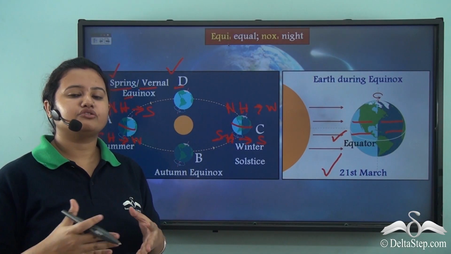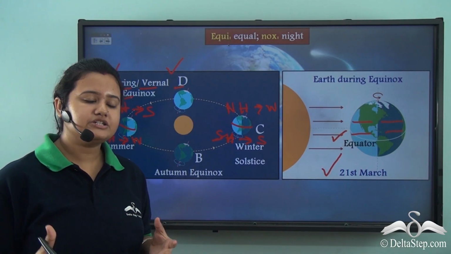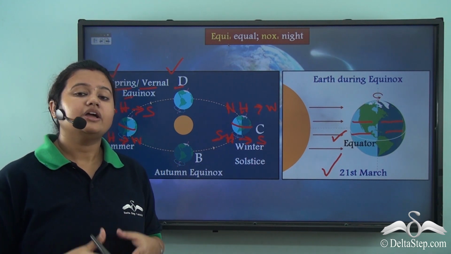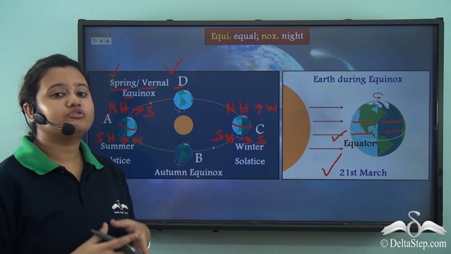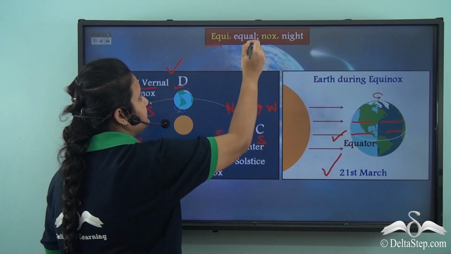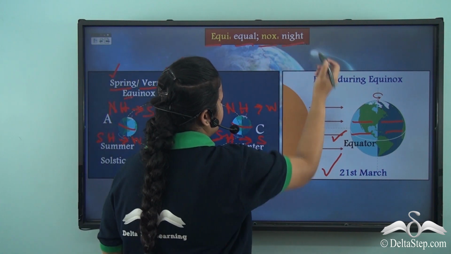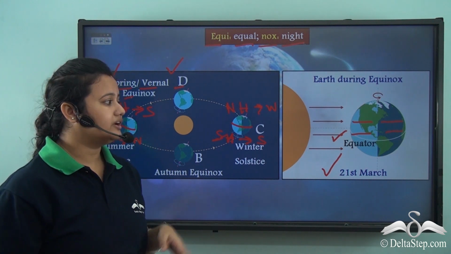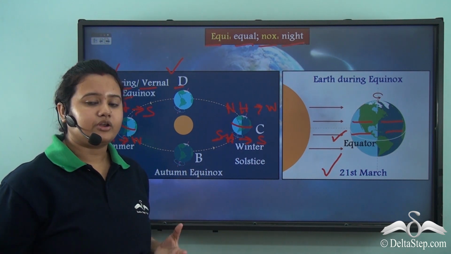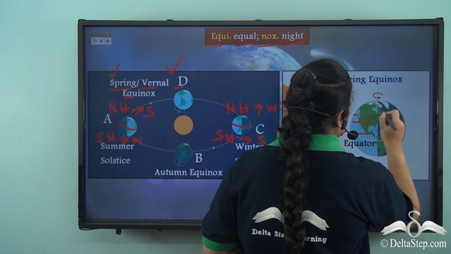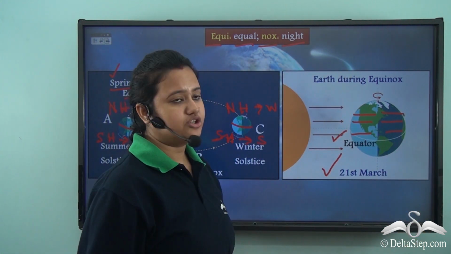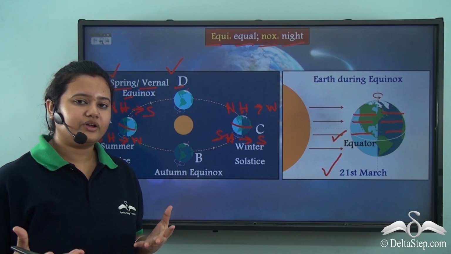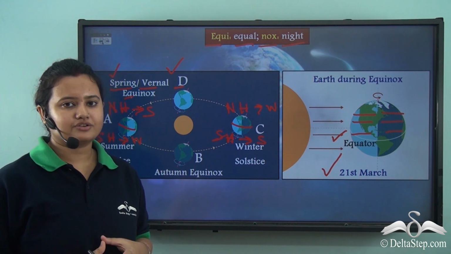Now this moment of the year when the sun's rays are perpendicular over the equator is referred to as equinox. Equinox is a combination of two words where equi means equal and nox means night. So, this moment of the year when the sun's rays are vertical over the equator is referred to as equinox because we have equal days and nights at this position of the earth. So, when the sun's rays are vertical over the equator, we refer to it as equinox.